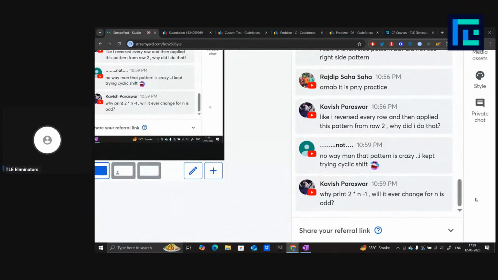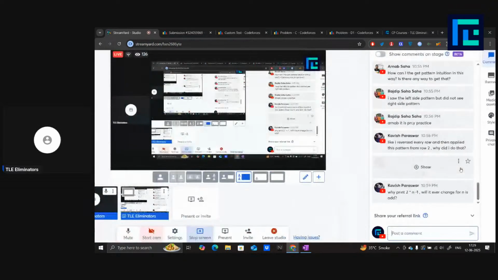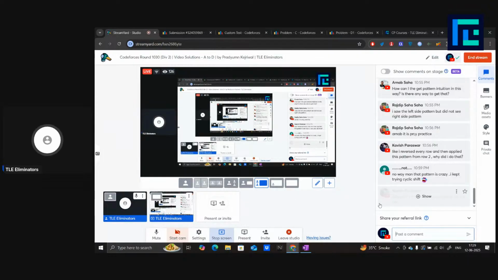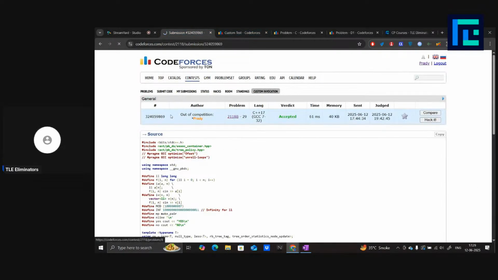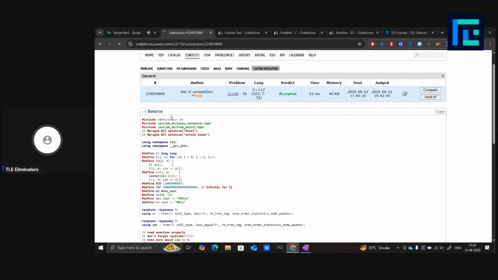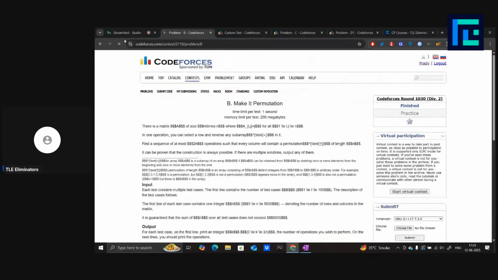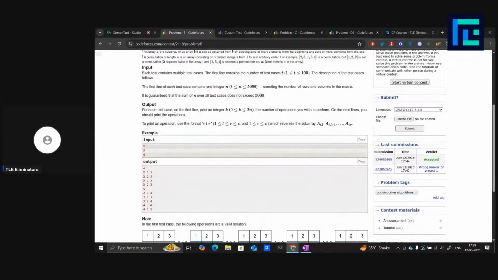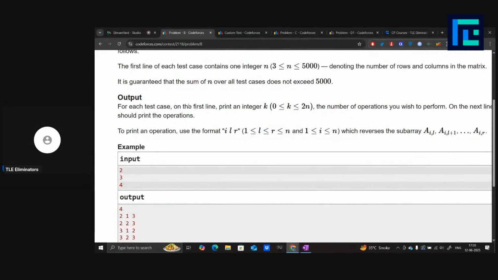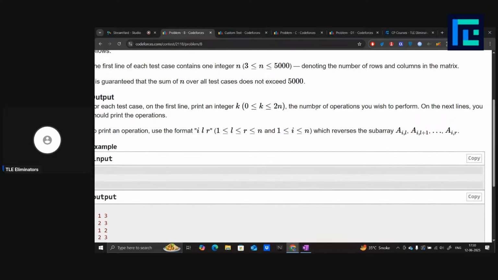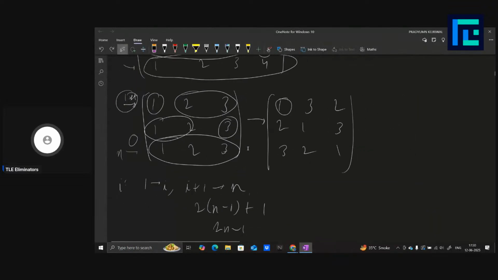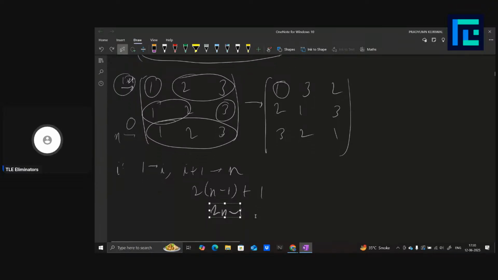Why print 2n minus 1? Will it ever change for n? I am printing the number of operations. In the output format, it is asking how many operations you will do. So in the output, on the first line, print an integer k, the number of operations you used to perform. Since for n, I am doing these many operations, I print this.